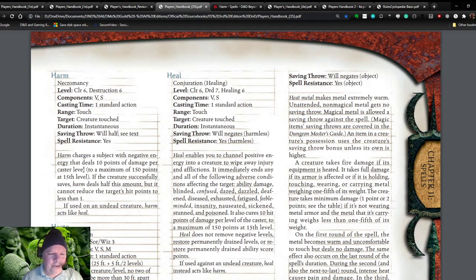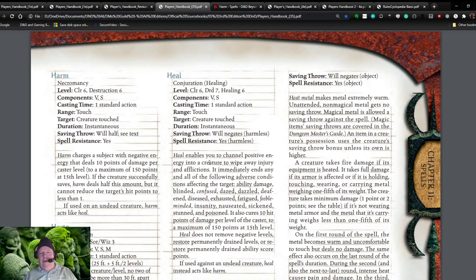So it deals 10 points of damage to him. If the creature successfully saves, harm deals half this amount, but it cannot reduce the target's hit points to less than 1. So, does that mean that if the creature successfully saves, it cannot reduce the target's hit points to less than 1? Or does it mean that harm cannot reduce the target's hit points to less than 1?